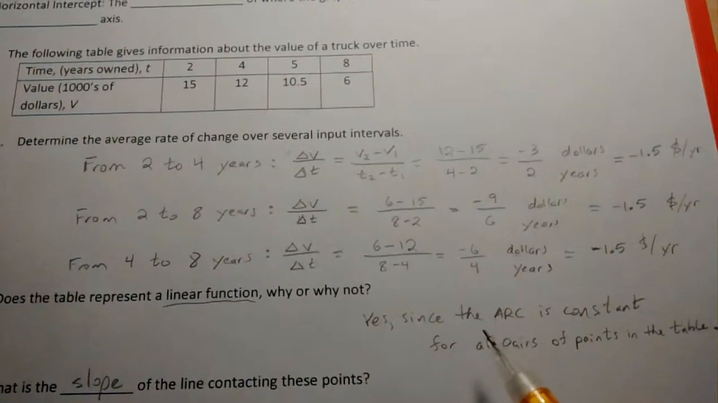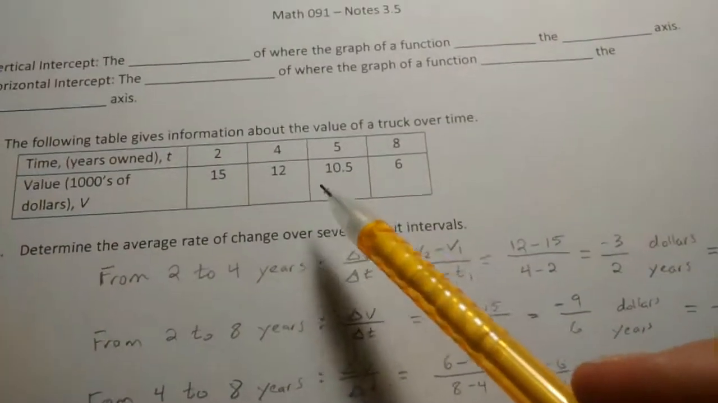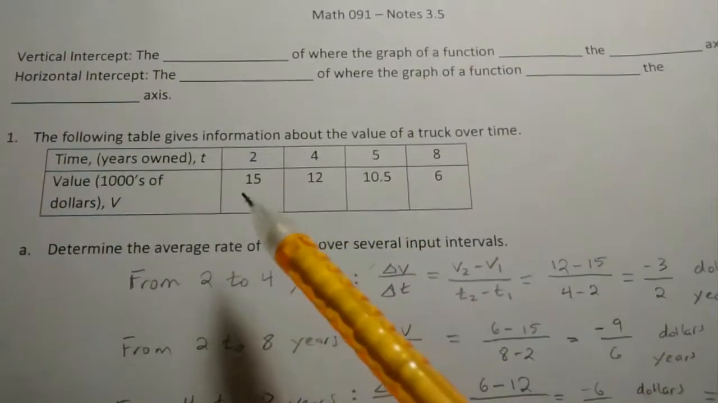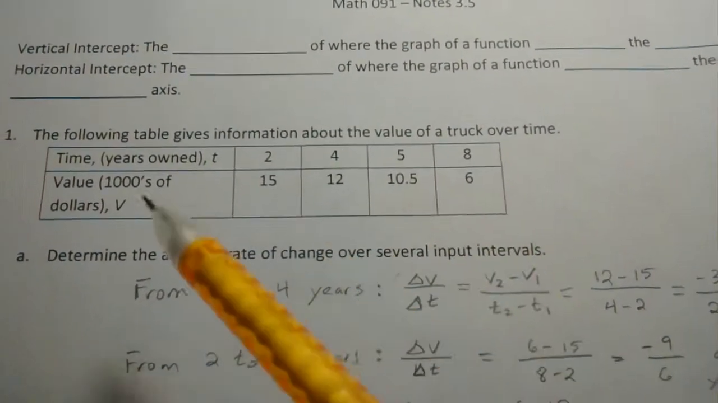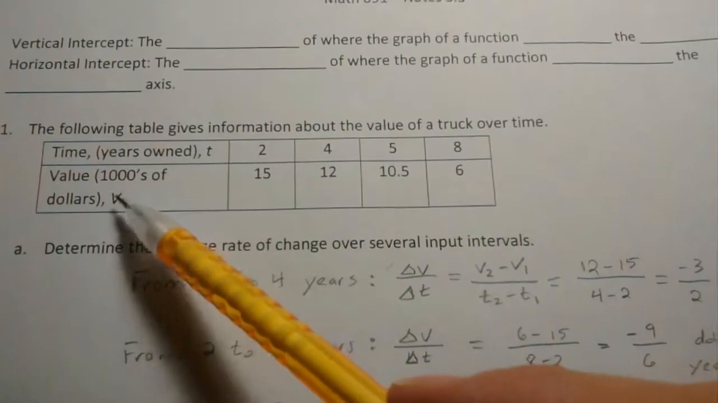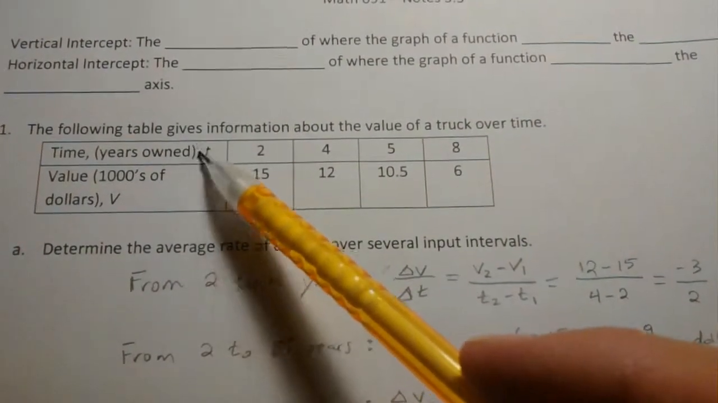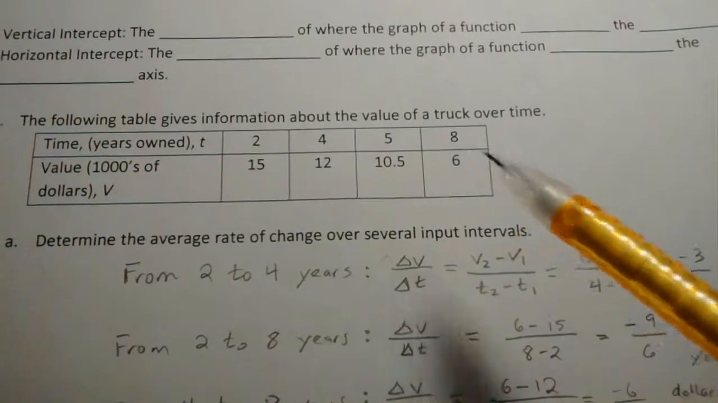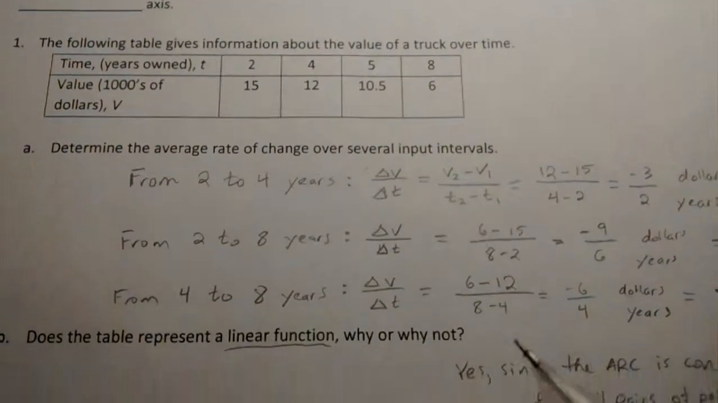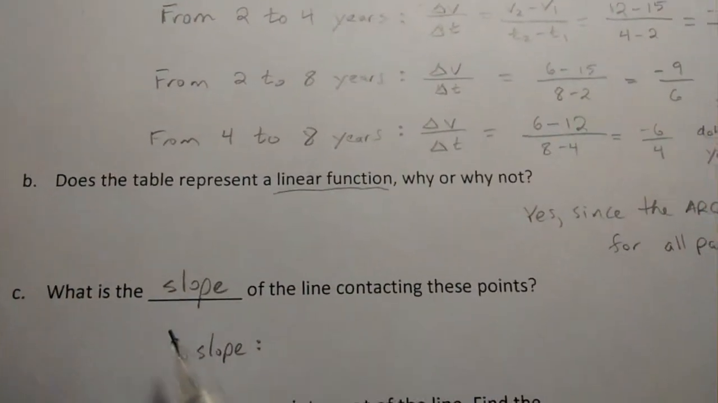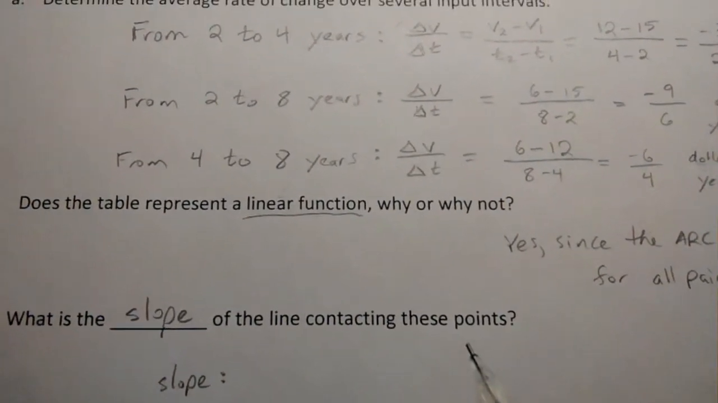Knowing we have a linear function on our hands with this table means that when we graph this set of data points, it will form a line, and the value here is said to be a linear function of the time or years owned here. So one question we can ask about the graph of this is it will produce a line.